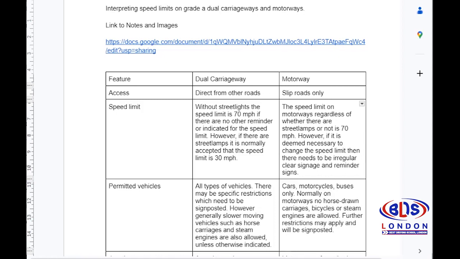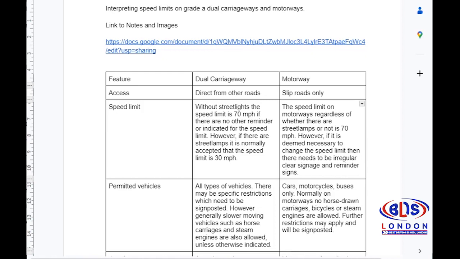And that means that the speed limit naturally on a dual carriageway, A road, any A road or B road, where it's a dual carriageway, which means that there are two lanes going in one direction and two lanes going in the opposite direction, normally with an island in the middle or a dividing line in the middle. The moment you have two lanes going in both directions, and there's some sort of divider in the center, that becomes a dual carriageway.